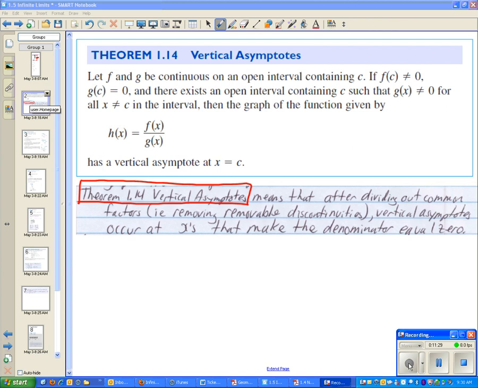Notice this theorem doesn't tell you whether or not you have a vertical asymptote where both sides go to infinity or both sides go to negative infinity or one of each. It doesn't tell you that. But it tells you that if you have removed all the removable discontinuities and you still have places where the denominator equals 0, those places are vertical asymptotes. Okay? With me?